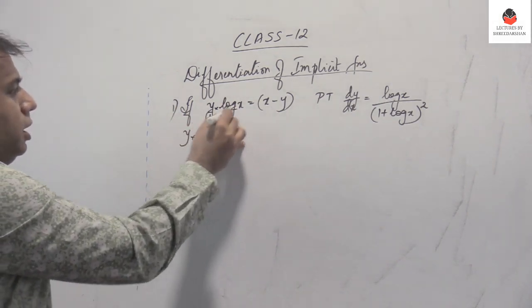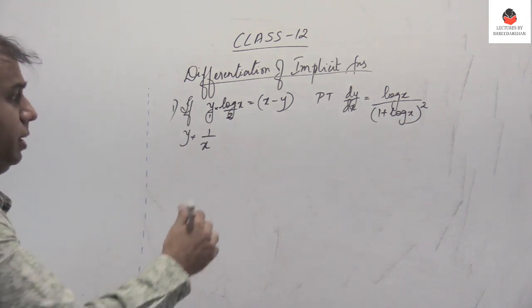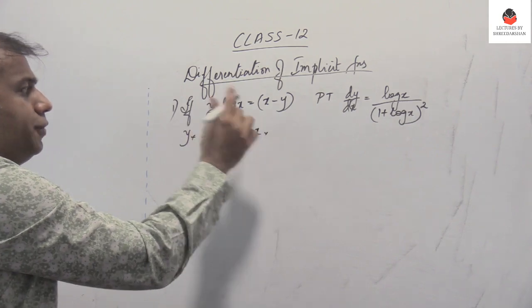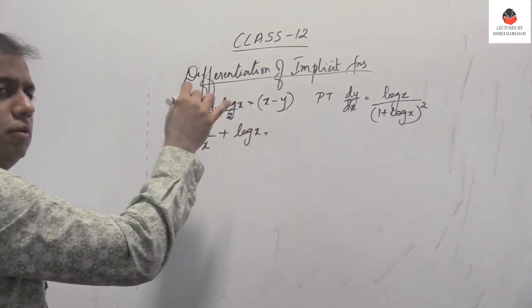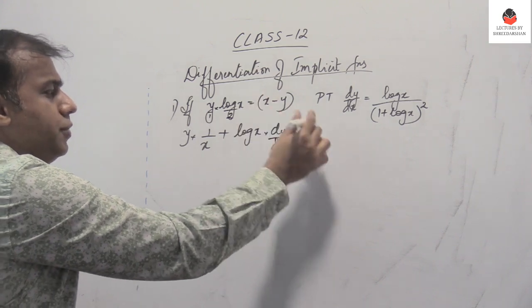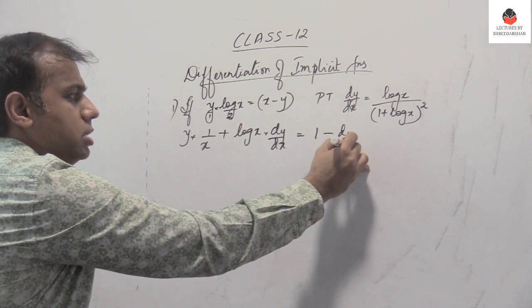First function into differential of second function. Differential of log x is 1 by x, plus second function into differential of first function. Differential of y is dy by dx, equals differential of x is 1, minus differential of y is dy by dx.